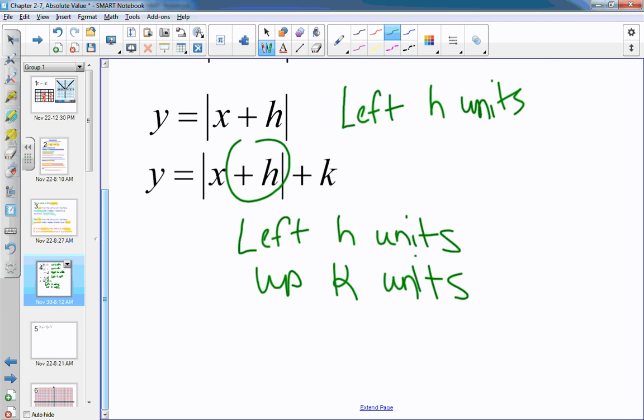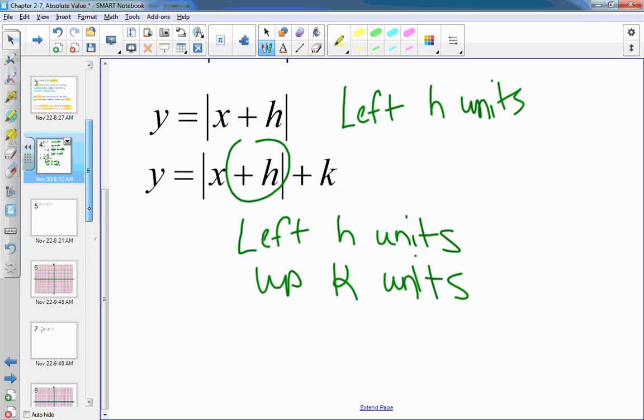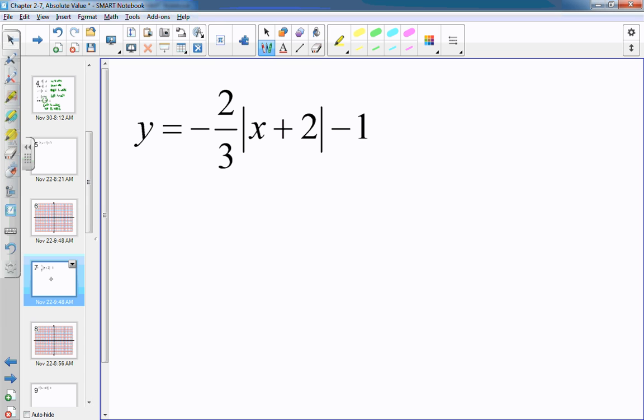Now, I gave everybody graph paper, did I not? Perfect. Now, what we are going to do is go ahead and skip the first example. We're going to do the second example together. So the first example we're going to do is y equals negative 2/3 times the absolute value of x plus 2, minus 1.